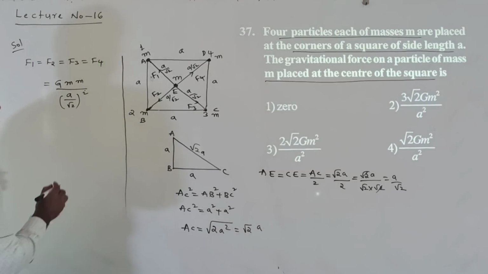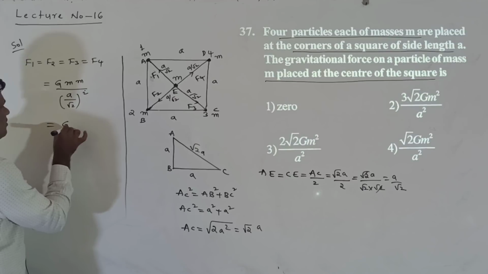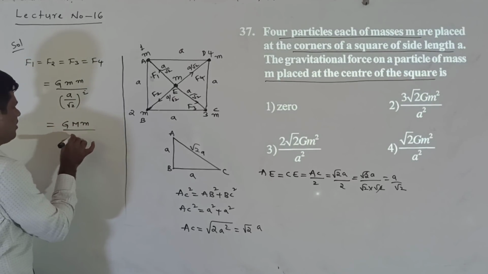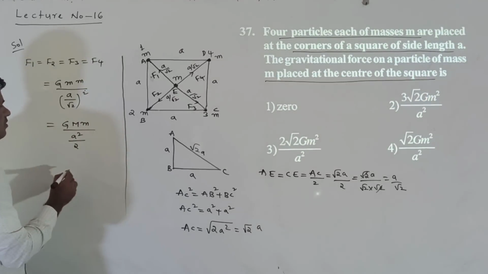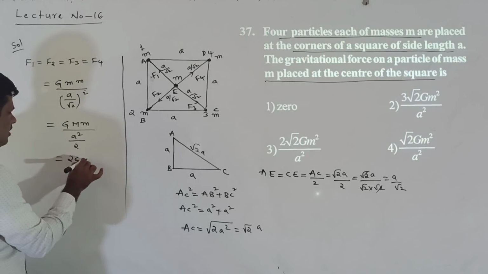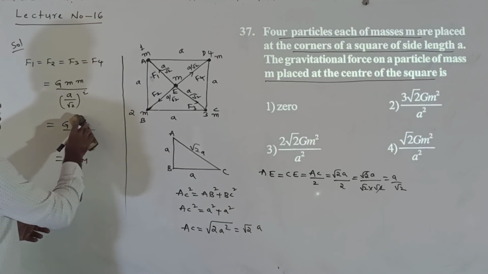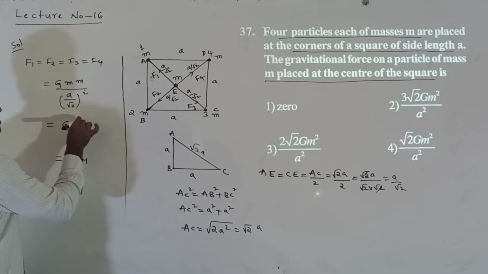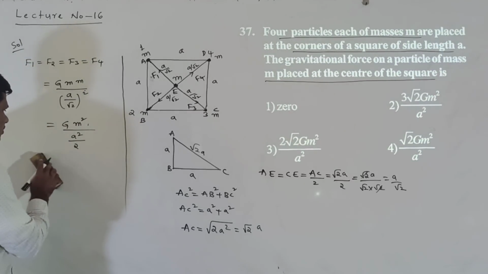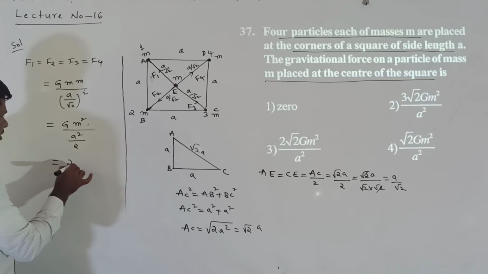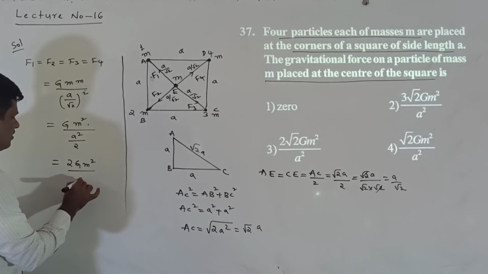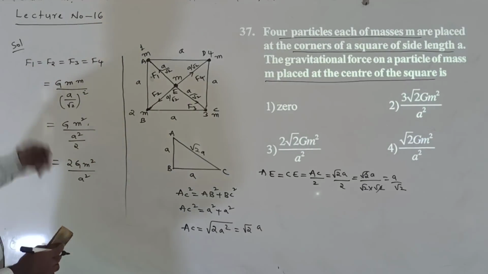Clear this is? So what we are getting from this, G m m by a square by 2. So 2G m m by a square. m into m, we can take m square. Here we have 2 G m square by a square. This is a force. All forces are equal.